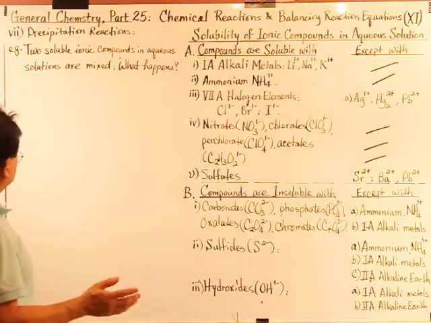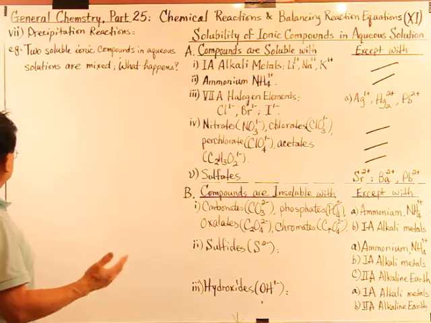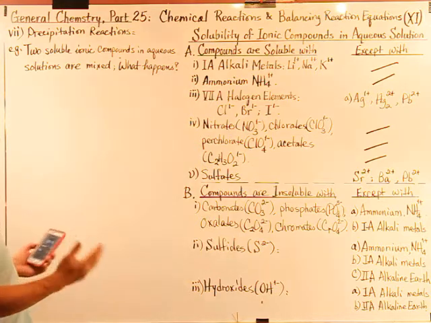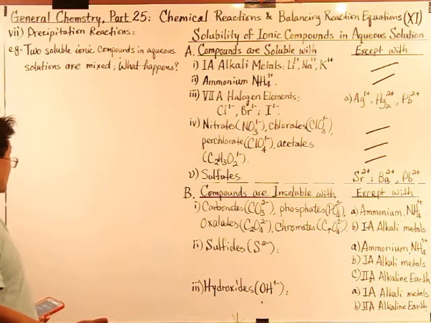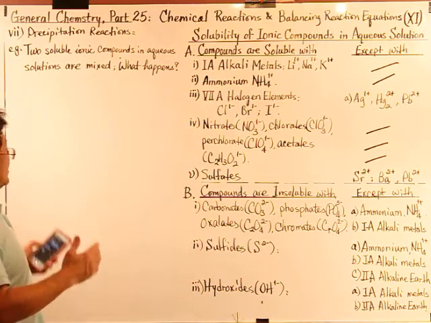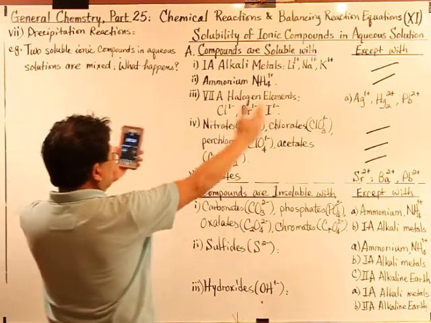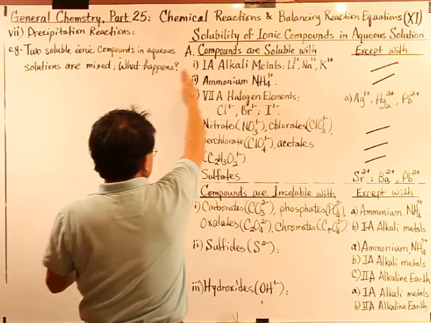So let's find some examples so we are able to explain the whole process. Let's pick two soluble ionic compounds already in aqueous solution, and then we mix them. What happens afterwards? So we have to pick two ionic compounds that are soluble in the aqueous solution. So we have to look at the table we call the solubility rules, and look at the A section.